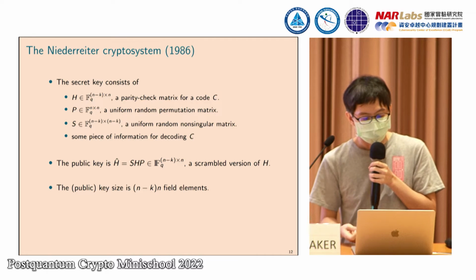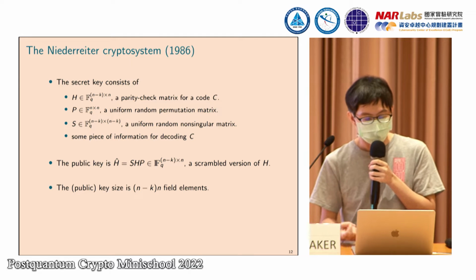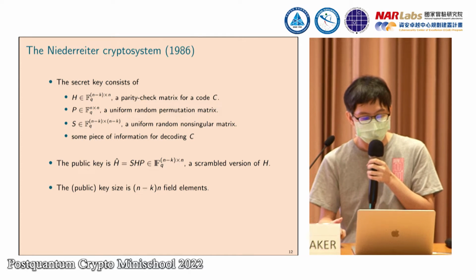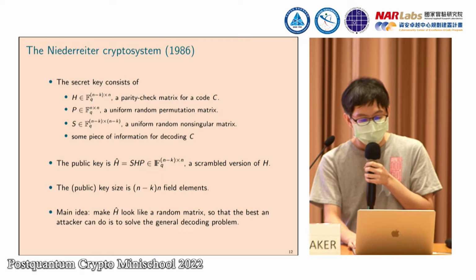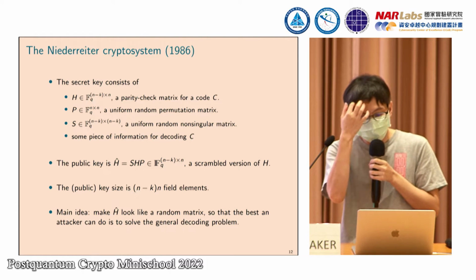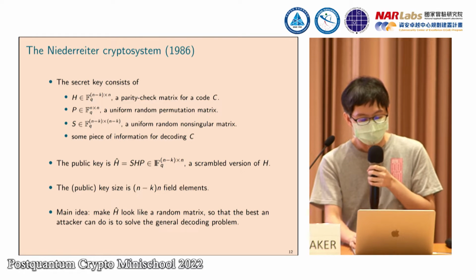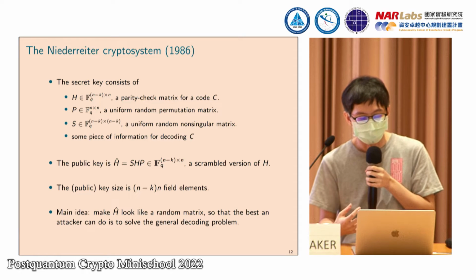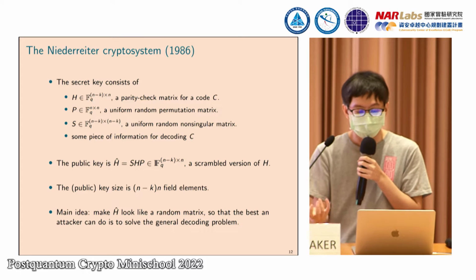Then you can also consider what's the public key size in this case. Because we are using a parity check matrix, the dimension is going to be n minus k times k field elements. So the main idea behind Niederreiter is very similar to McEliece. You want to create a random-looking instance for the syndrome decoding problem.